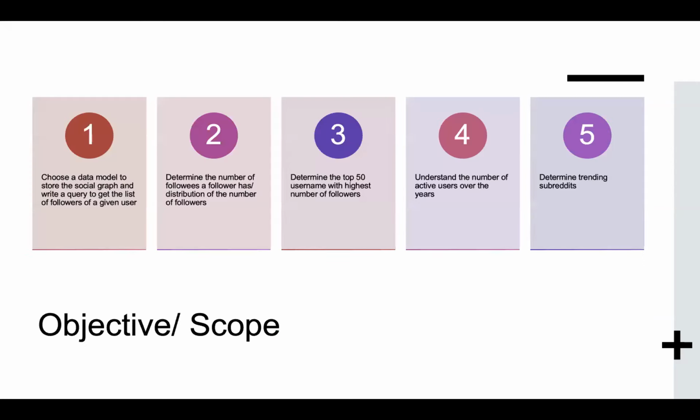Okay. So the objective that we have focused on in our project is determining the number of followers of a given user. The second objective is how many followers a followee has. Then we are determining the top 50 usernames with the highest followers. The fourth objective is the number of active users over the year. And finally, we are determining the trending subreddits, that is, the comments a follower has.